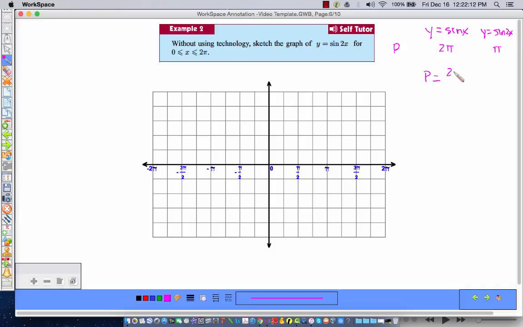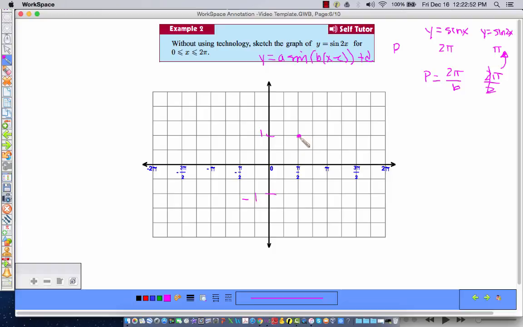Period is equal to 2 pi over b. And what I mean by b is, remember, the general form of a trig function is a sine of bx minus c, plus d. So b is the coefficient of the x term. The coefficient here is 1, so 2 pi over 1 is equal to 2 pi. The coefficient here is 2, so 2 pi over 2, bam, we get a period of pi. Meaning this little cycle repeats itself every pi units instead of every 2 pi units.